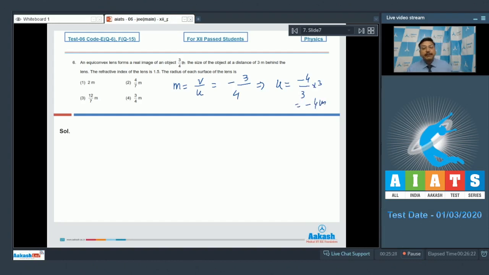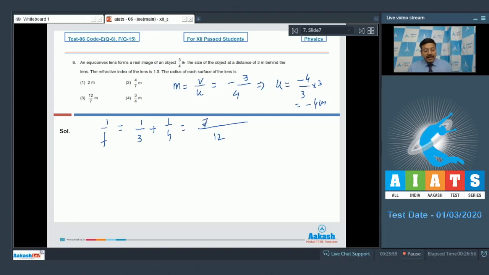So we have the value of U and the value of V. We can find the focal length, and applying this lens formula, 1 by F is 1 by V minus 1 by U. So that is 1 by 3 minus 1 by minus 4. So it is 1 by 3 plus 1 by 4. And if we simplify, well, LCM we can take as 12. And then in the numerator we have 4 plus 3, that means 7.